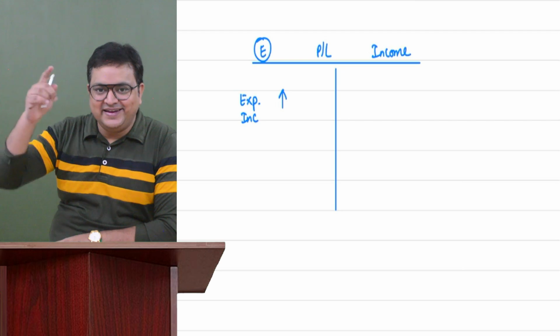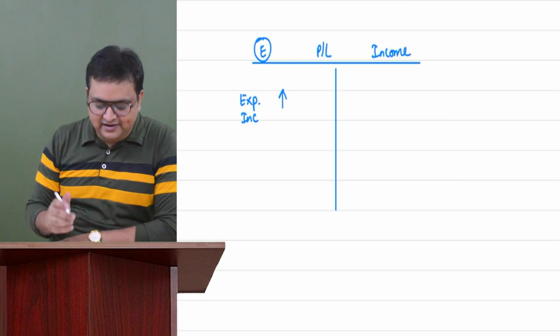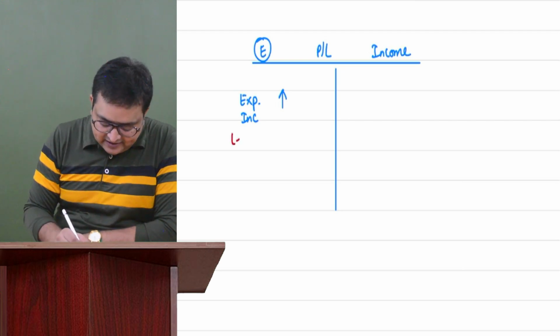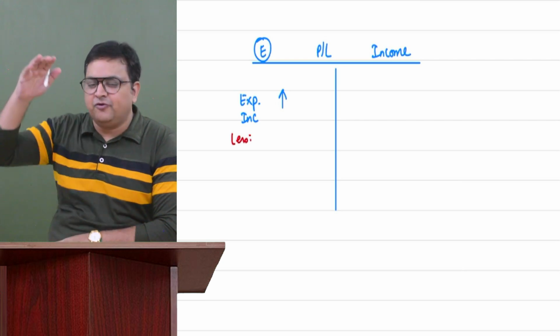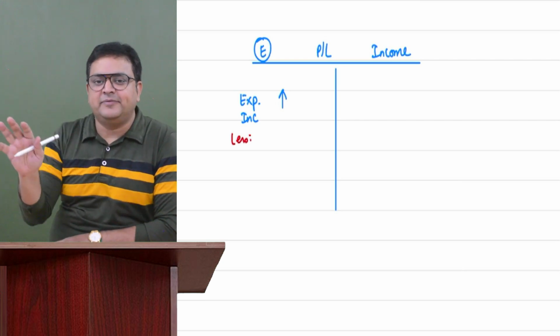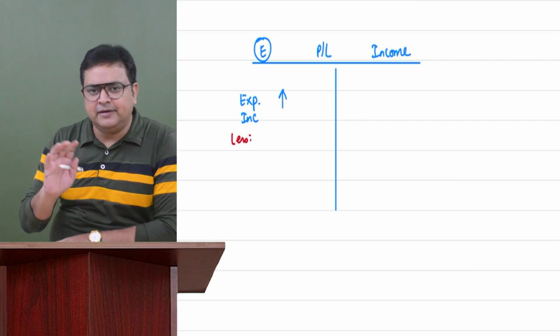If my expenses are increasing, it means my profit will decrease. So I have to subtract. I have to do a calculation. My profit would be decreased, so I will do subtraction. I will do less by that particular amount.